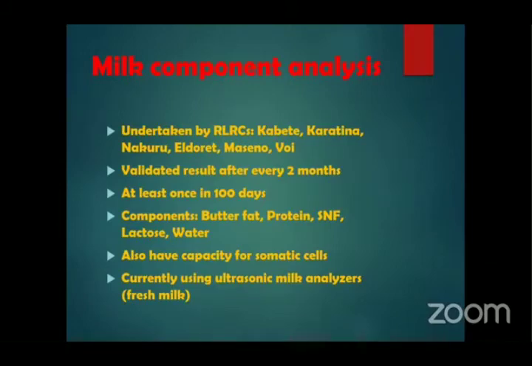For purposes of genetic evaluation, we have what we call validated results. These are results that are done after every 2 months. That is to mean, if I analyze an animal today, the next time I'll be able to have a result that can be allowed for purposes of genetic evaluation is 60 days from now. That would probably be mid-July. Mid-July is the earliest you can have. In the breed society rules, they say it is at least once in 100 days. What has really helped us is that we have at least one in every quarter.